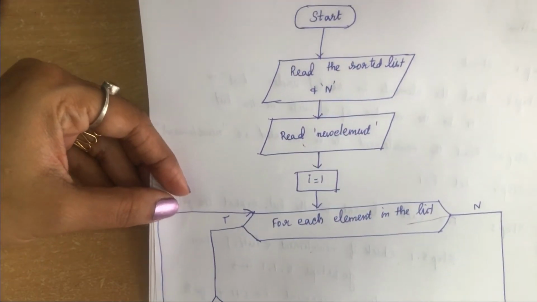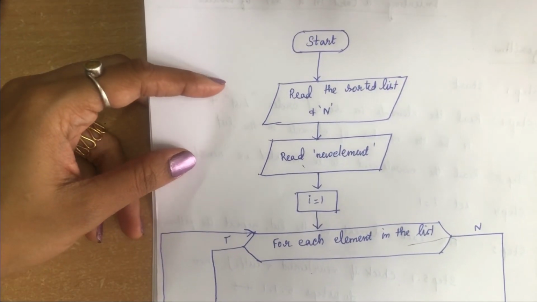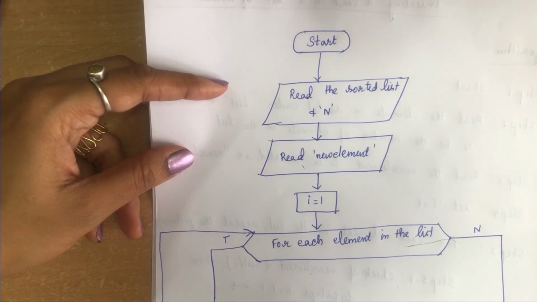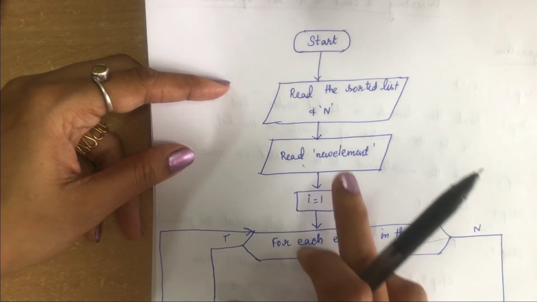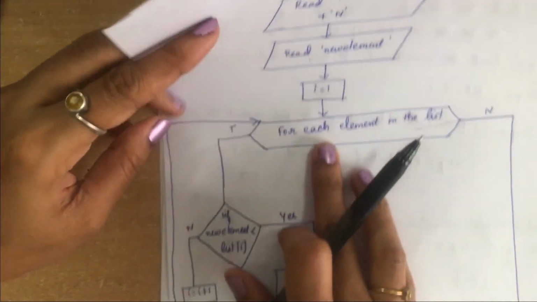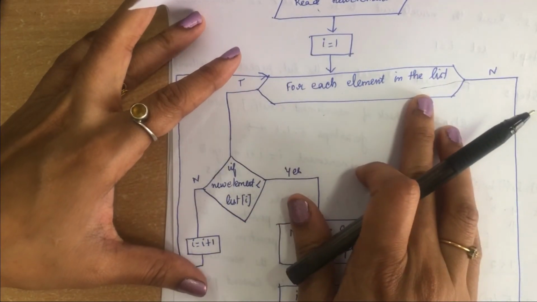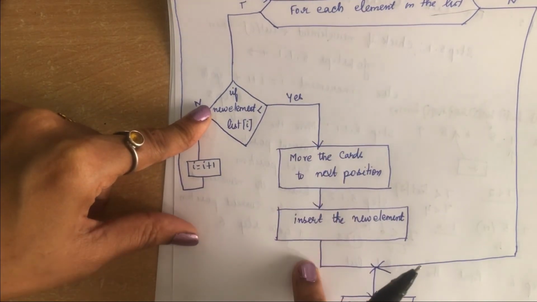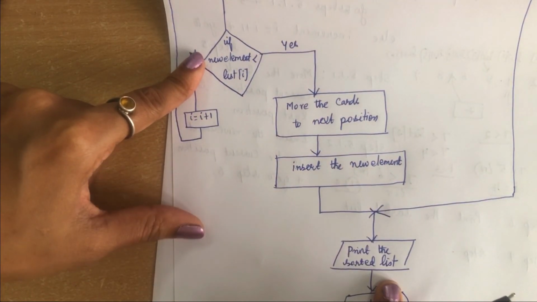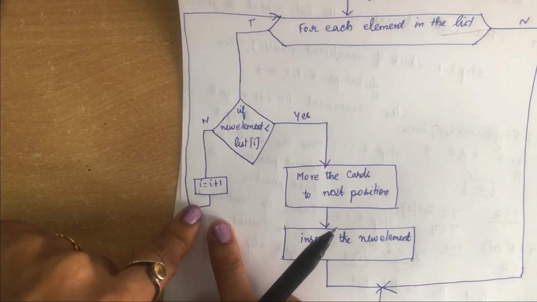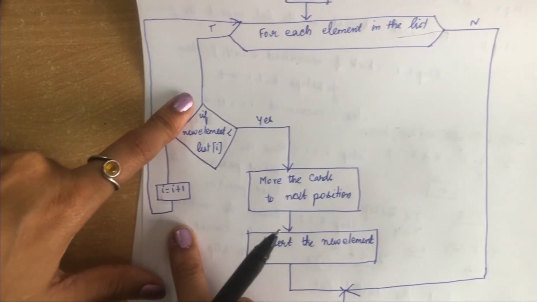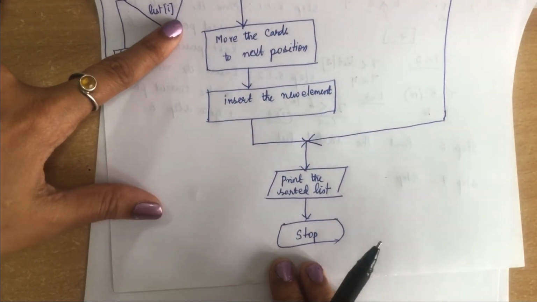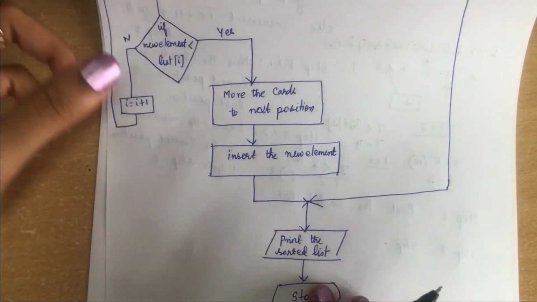Okay, this is an algorithm. This is a flowchart for inserting a card into a list of sorted cards. I'm reading it, then traversing all the elements and checking this condition. If the condition is satisfied, I'm moving the cards and moving to print the sorted list. Otherwise I'm going to the next element and comparing it once again. So that's all. Stop.